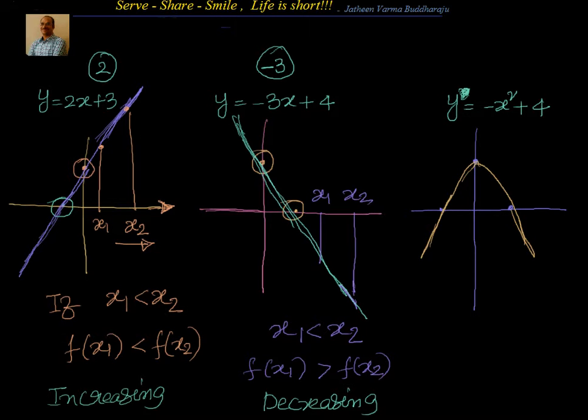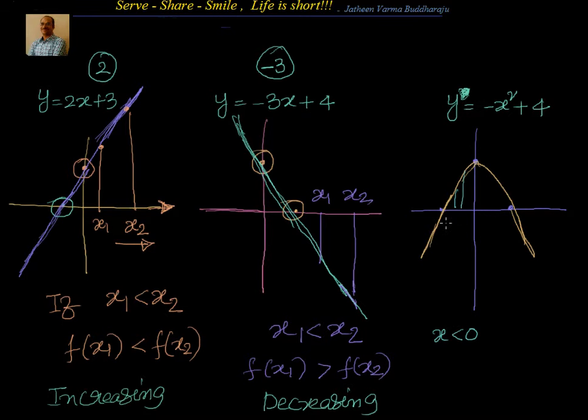Now, if you try to observe this function, whatever we are saying, you see that if you move from left to right in the interval where x is less than 0, the function values are going on increasing. That means as you are moving towards the positive direction of the x-axis, or from left to right, the function values are going on increasing.